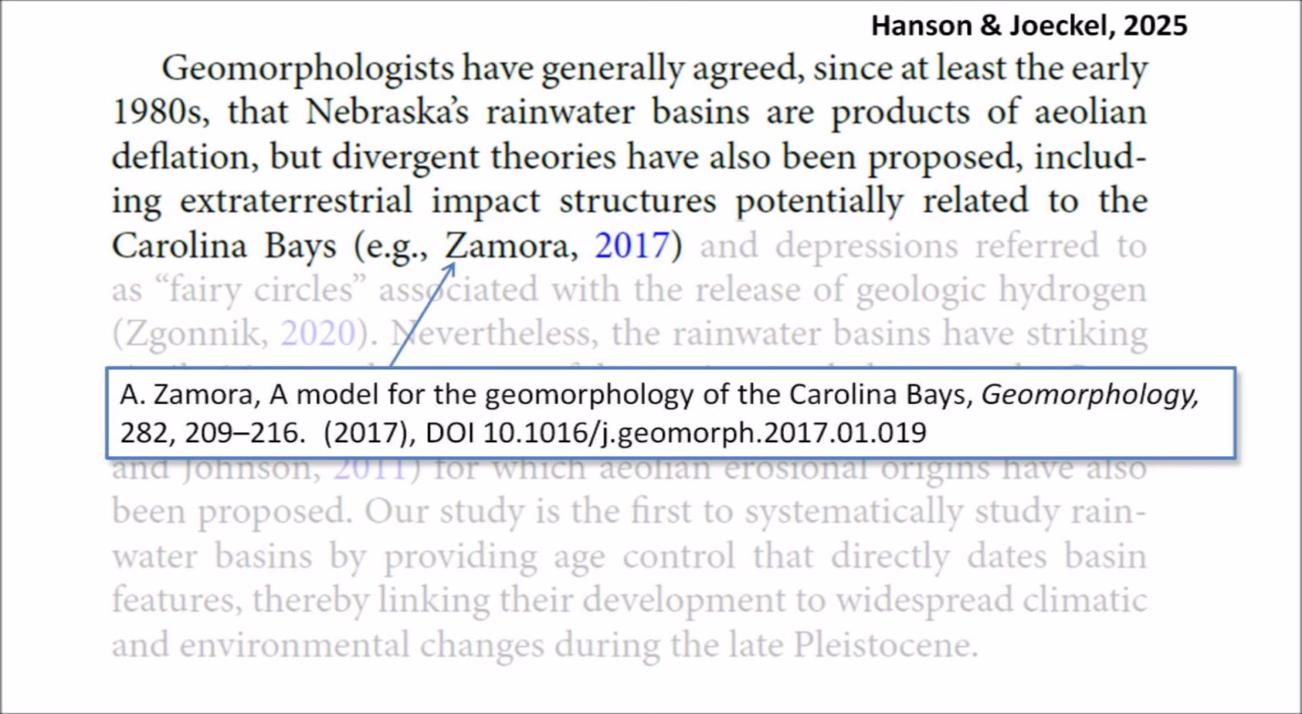The reference to my publication was what brought my attention to this paper. My publication proposes that the Carolina Bays and Nebraska basins were created by oblique secondary impacts of glacier ice ejected by an extraterrestrial impact on the Laurentide ice sheet.